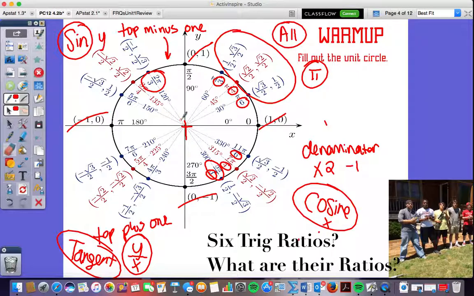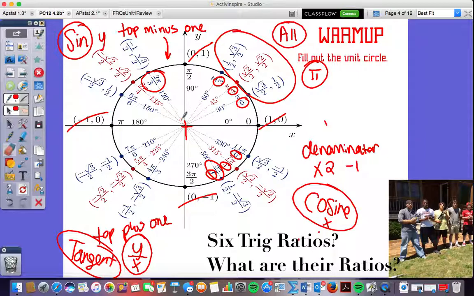Y over X. Good. Do you remember sine over cosine too? That's money as well. What's secant? What would secant be? Right now I'll give 3 tickets to someone who can tell me. Stand up and boldly tell me what secant would be for the unit circle. 1 over X. 1 over X is exactly right.